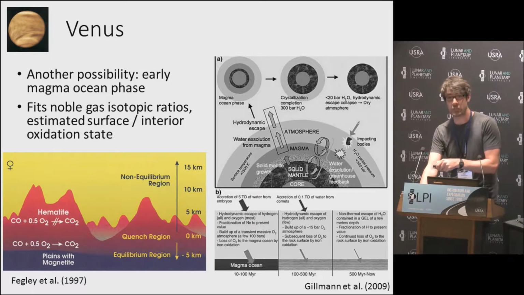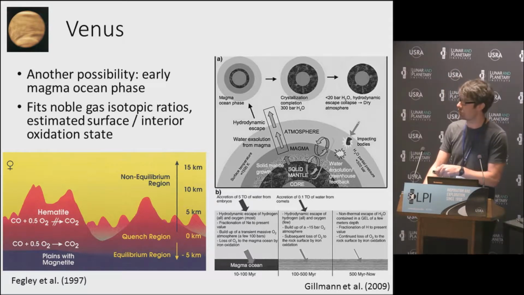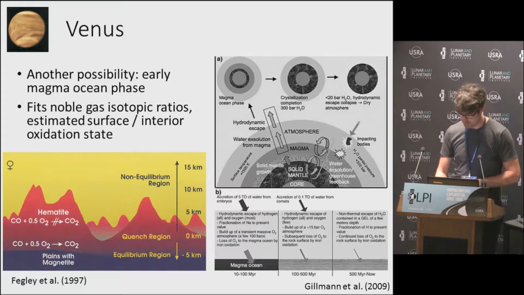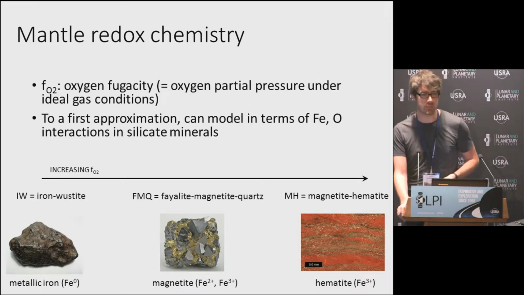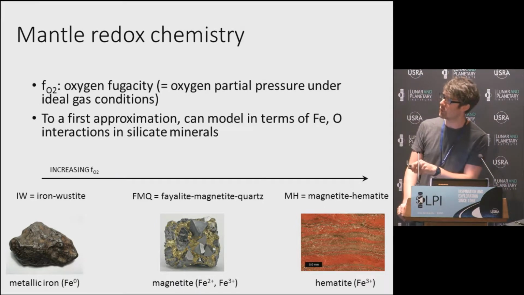So this comes from just a few data points from the 1980s Russian landers. We definitely need more data, but the indication is that the Venus surface is near the magnetite-hematite boundary, which is more oxidizing than that of Earth's mantle in general. So at this point, I should probably give a quick note on mantle redox chemistry, because this is important to the discussion as well.